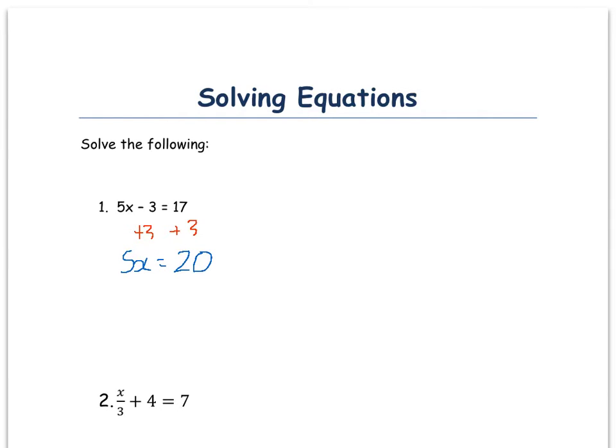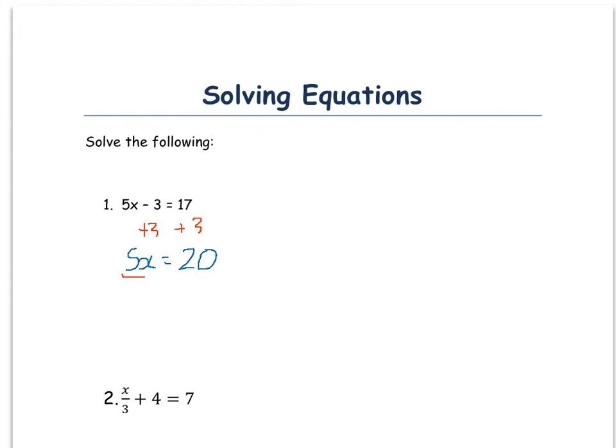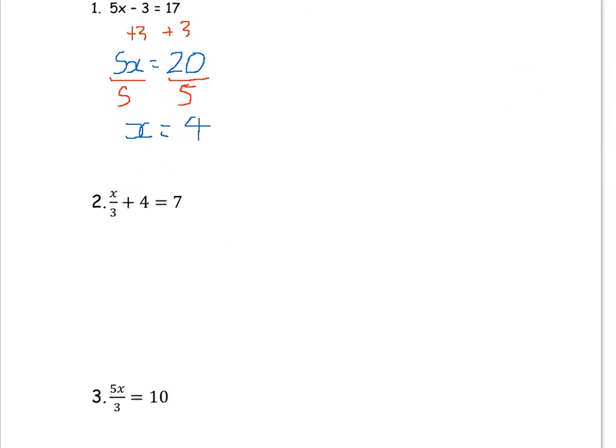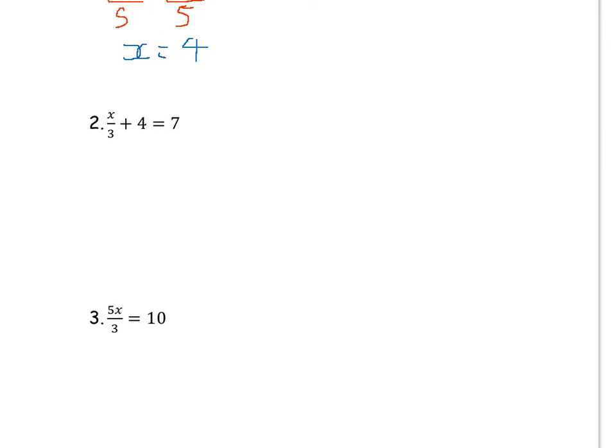Now we've got 5 lots of a number equals 20. We want the opposite to times by 5, which is to divide both sides by 5. So 5 divided by 5 gives us 1, so we're just left with 1x on the left hand side, which is what we want, and we've got 20 divided by 5, which is 4. So we can check by substituting 4 in: 5 times 4 is 20, minus 3 gives us 17, so that works.